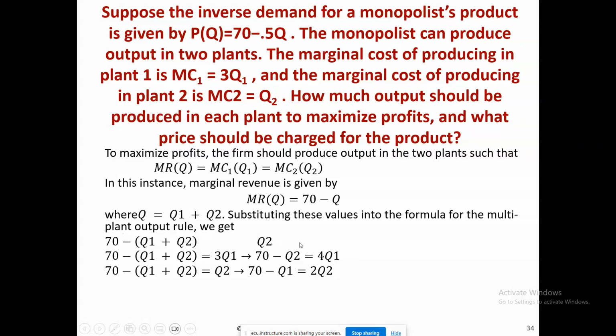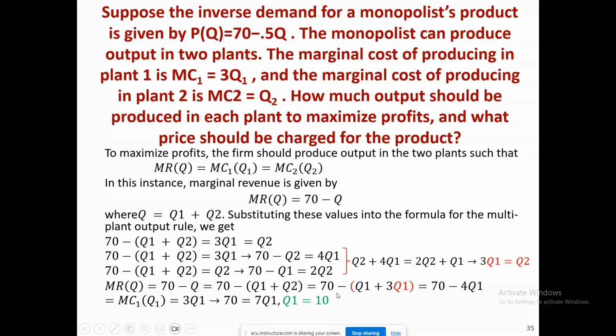If we focus on the second one, 70 minus Q1 minus Q2 equals Q2. We can rearrange that, moving the Q2 to the right-hand side. We can write 70 minus Q1, and Q2 moved to the right-hand side will be 2Q2. So that's our second equation.